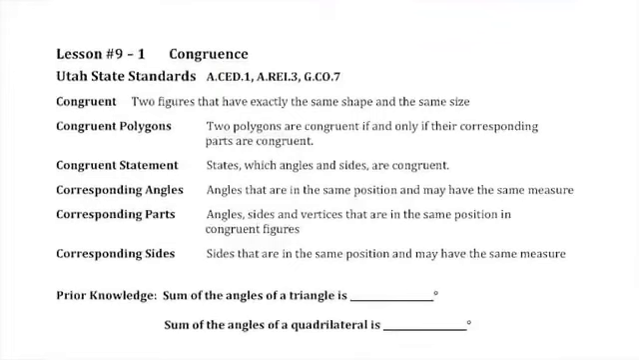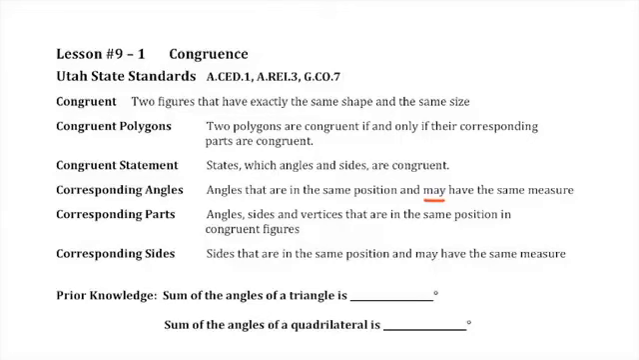All right. The third term, congruent statement. This states which angles and sides are congruent. That's what it does. Corresponding angles are angles that are in the same position and may have the same measure. Notice it said may have the same measure. There are situations where we could have triangles with corresponding angles that are not the same measurement.